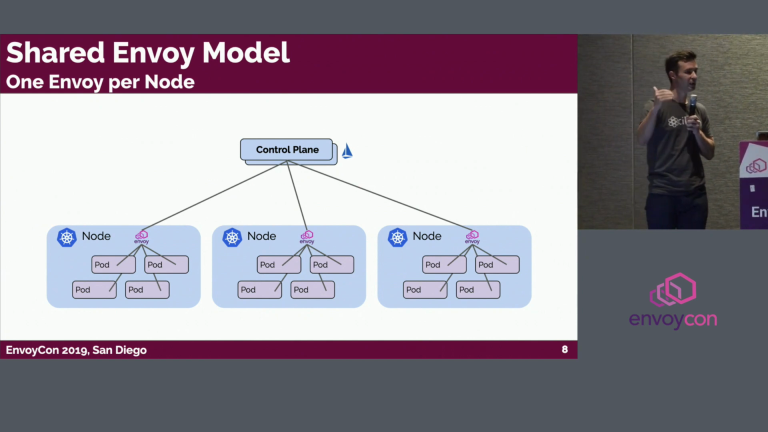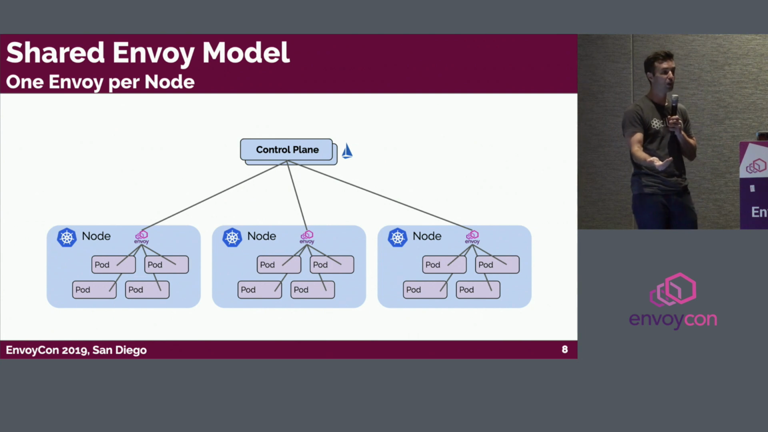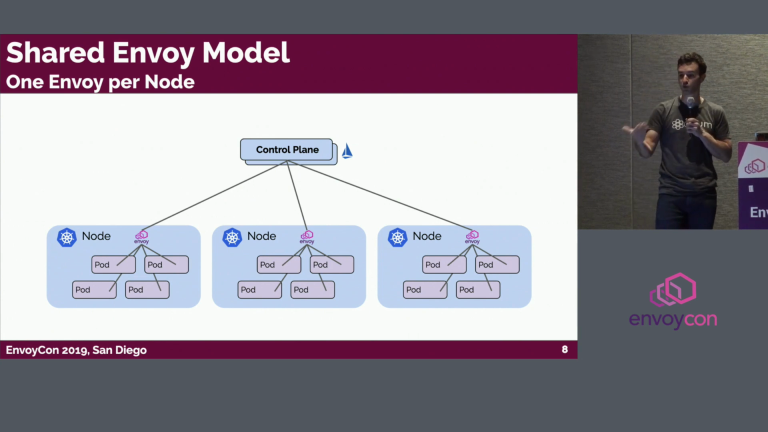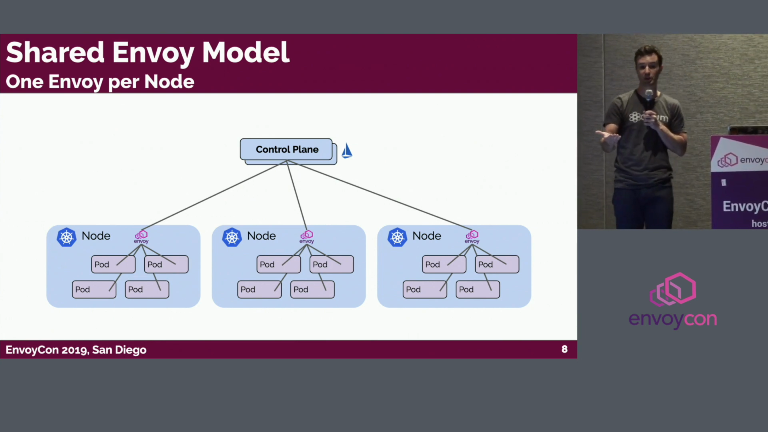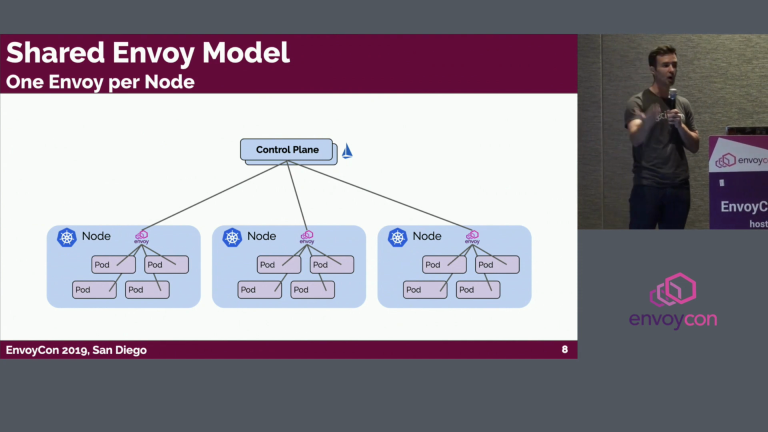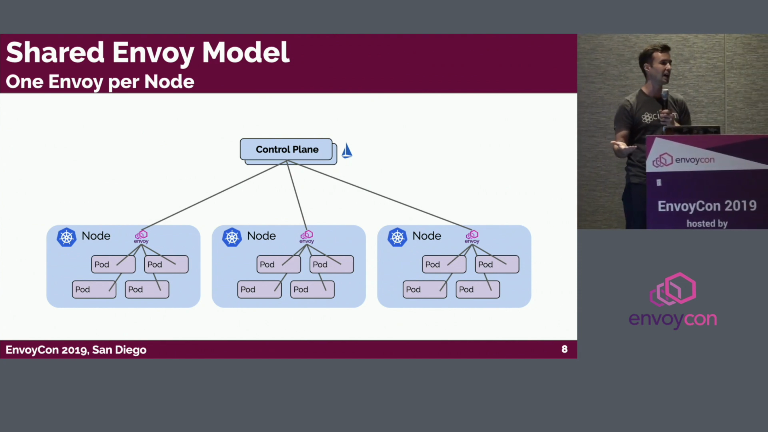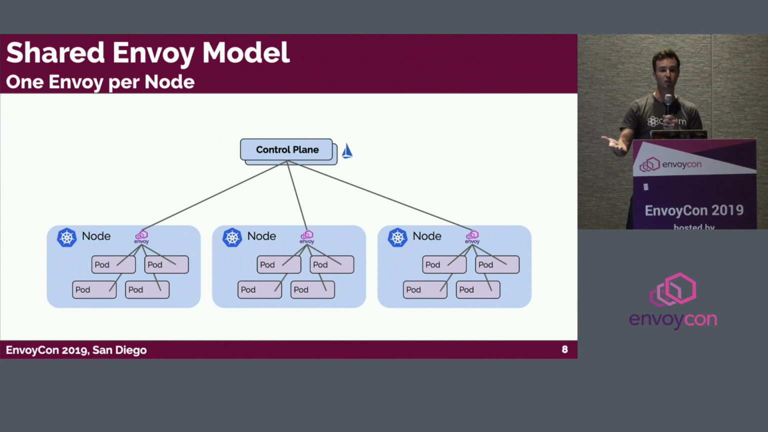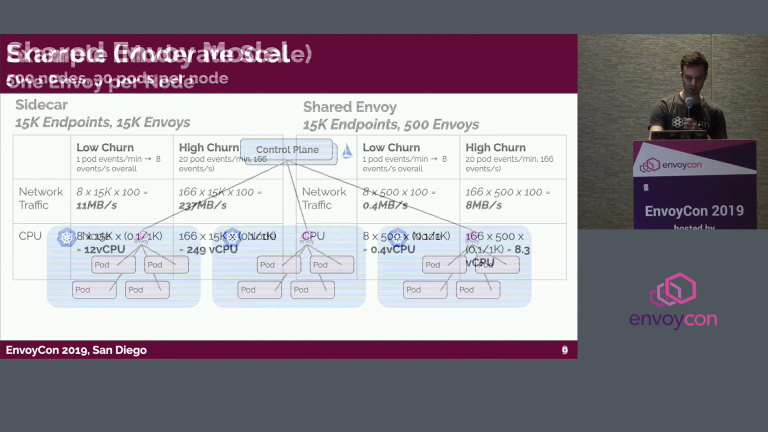It means that Envoy needs to be aware of serving multiple tenants. Envoy now needs to do resource management, right? Because it's serving multiple tenants. Pod CPU limits will no longer apply to your Envoy sidecar, and so on. So there are other issues that have to be solved at the same time. We see this as a solution for your higher scale needs. So let's look at that.